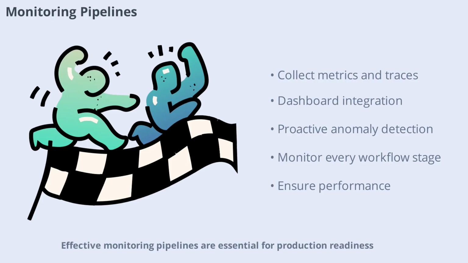Effective monitoring pipelines are essential for production readiness. Use tools like OpenTelemetry and OpenInference to collect metrics and traces from every stage of your LLM workflow. Feed this data into dashboards and alerting systems, enabling proactive detection of anomalies, bottlenecks, or failures. Continuous monitoring ensures your AI systems remain healthy and performant.